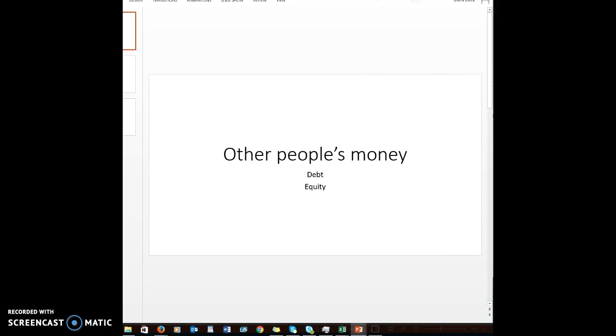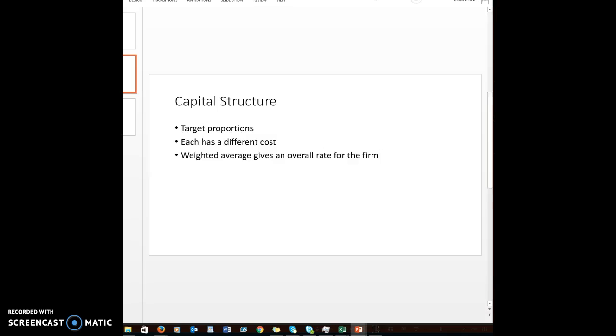So in order to answer that question, we have to start talking about the capital structure. With the capital structure, we're talking about how much debt do we have, how much equity, how much preferred stock. And so what are our target proportions? Each firm will have a different target for how much they want to have in debt, how much they want to have in stock, and how much they want to have in preferred stock.